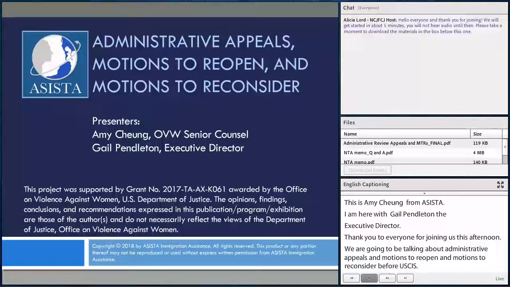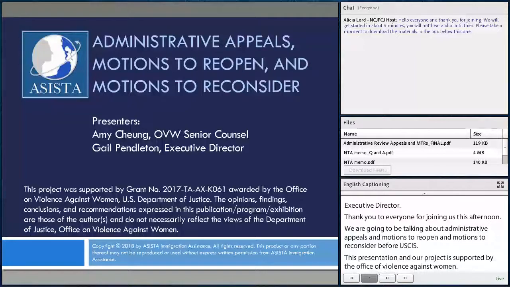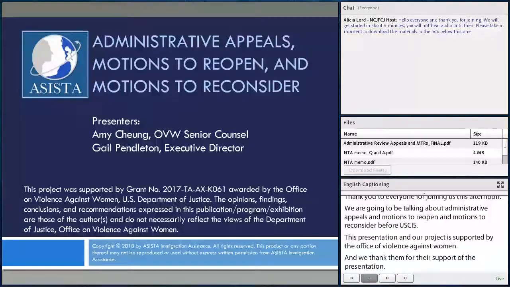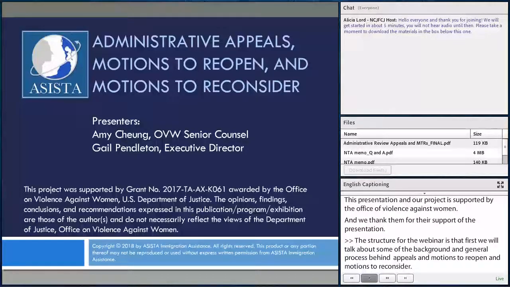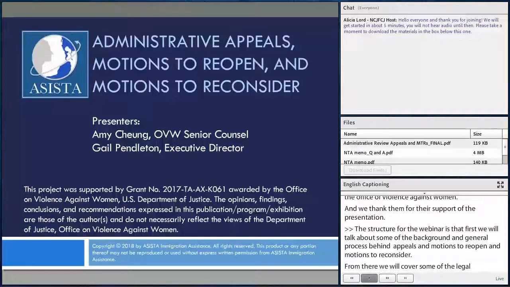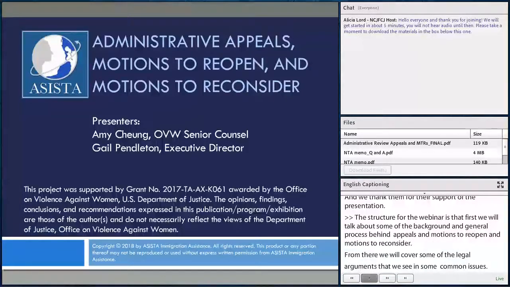The structure for today's webinar is that first we'll be talking about some of the background and general process behind appeals, motions to reopen, and motions to reconsider. From there, we'll be covering some of the legal arguments that we see in some common issues. And then we'll be getting into some of the strategic considerations that we would encourage people to think about as they are planning their appeals and motions.